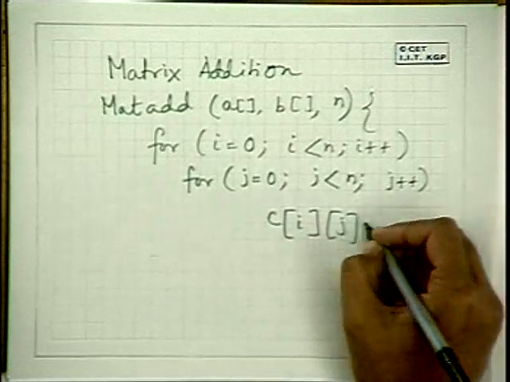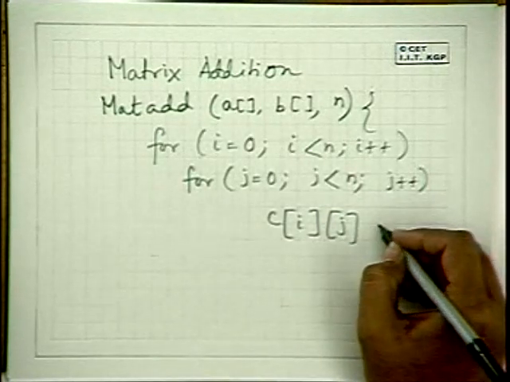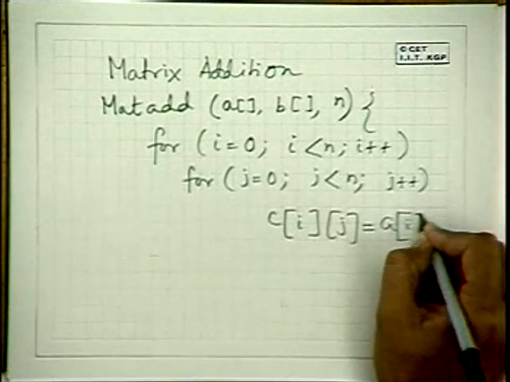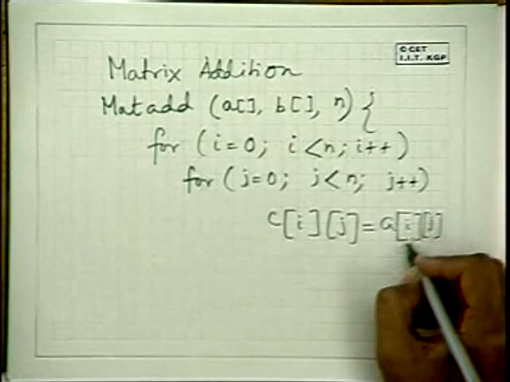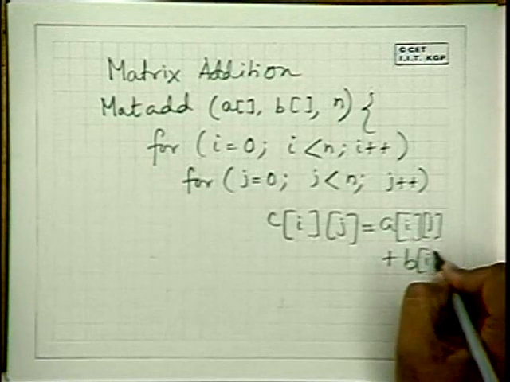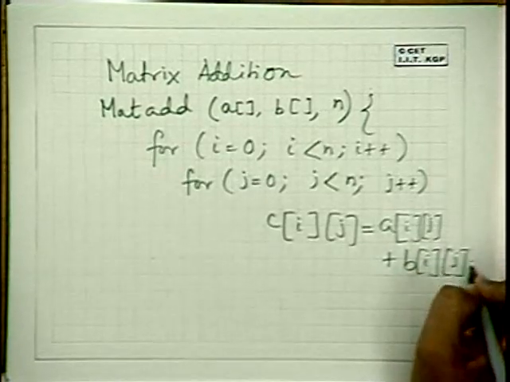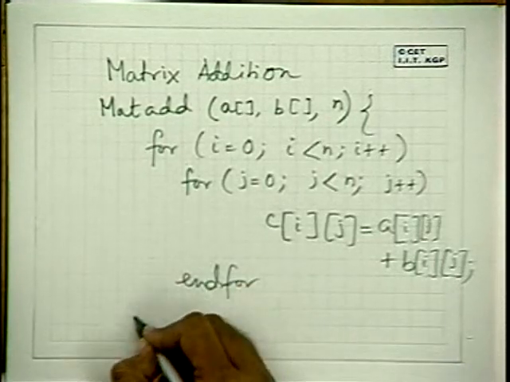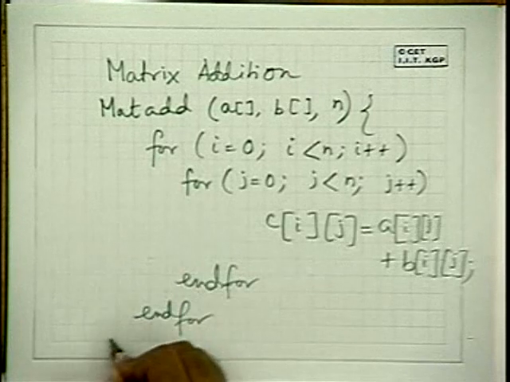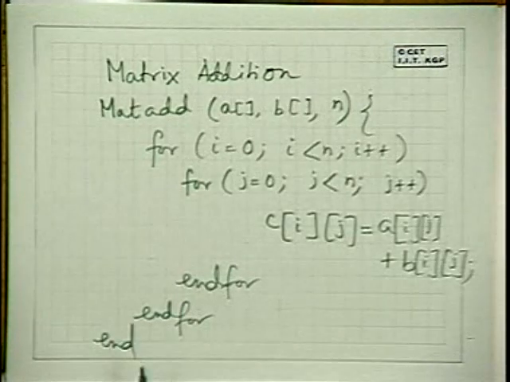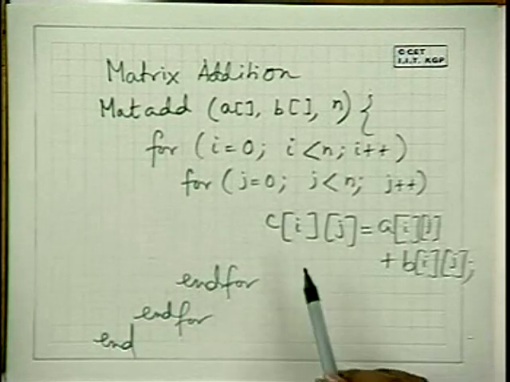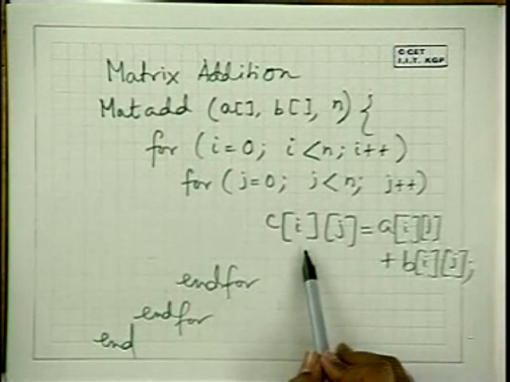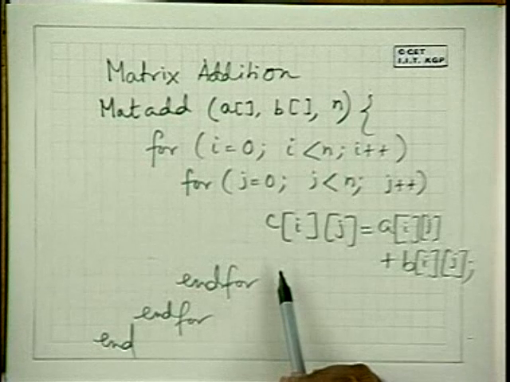Can you see what I am writing? Okay. So C[i][j] is equal to A[i][j] plus B[i][j], and that is end for, and another end for n. So this is the algorithm for adding two matrices and creating a new matrix C. Okay, so let's see how much time it takes.